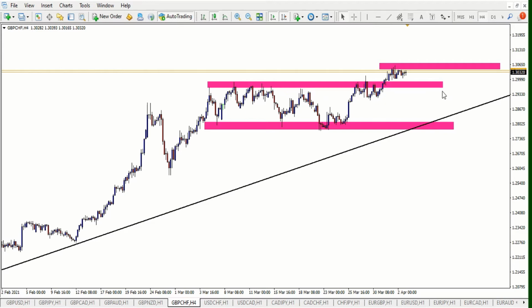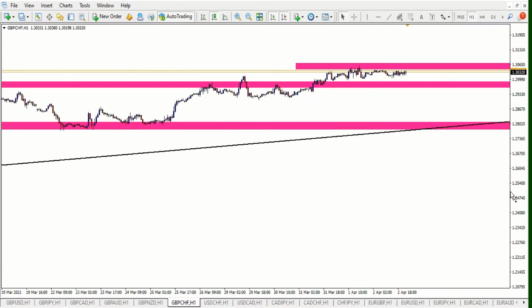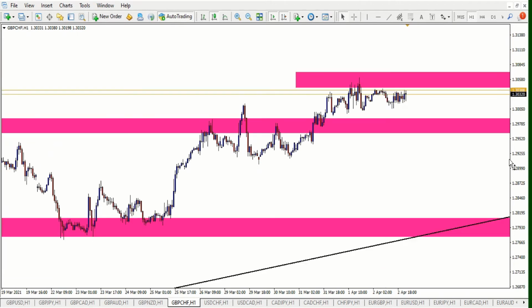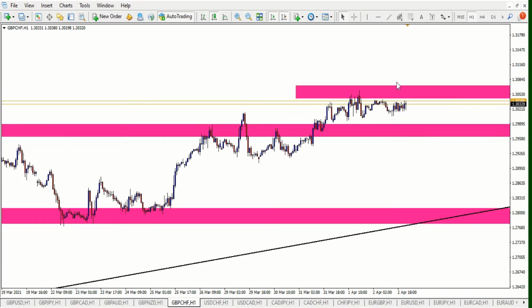So we've highlighted our key support resistance levels. Now what we're waiting to see is for the market to either come down to the support, move up, or alternatively the market could break that resistance, come back down to retest, and then shoot up. Okay, so that's what we're looking for the Great British Pound and CHF.